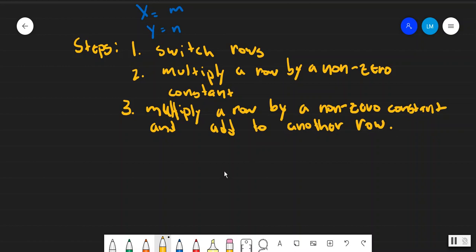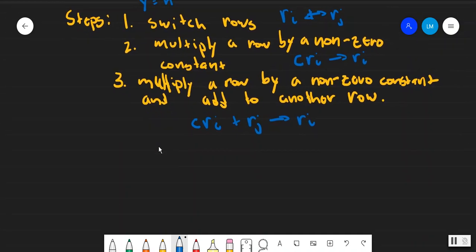Okay, now traditionally, the way we can notate this is the following. If I take row i, I can switch it with row j. If I multiply a row by a constant, I can say c times row i, and that gives us a new row i. And then notice that we can take any row, multiply it by a constant, and then add it to another row, and we can just call that row i.